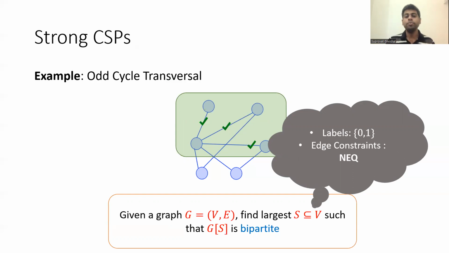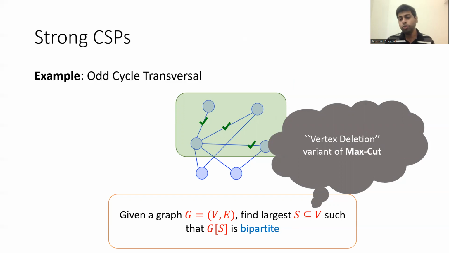Then note that for any subset of the vertices, if there's a Boolean labeling which satisfies all the induced not equals constraints, that just means that that subset induces a bipartite graph. And therefore, this allows us to reinterpret the strong CSP objective as trying to find a subset of largest size which induces a bipartite subgraph. And it's also useful to think of this as a vertex deletion variant of max cut, where in max cut, we can think of it as trying to delete edges to reach a bipartite graph. Here, we are trying to delete vertices to reach a bipartite graph.